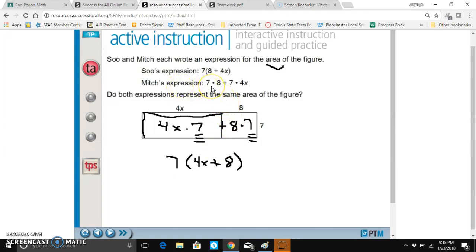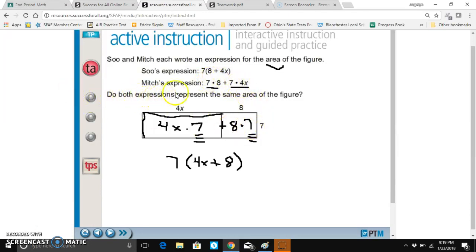And then for Mitch, if you noticed, it looks just like ours, except that some things are switched around. 7 times 8, we have 8 times 7 instead. And then he has 7 times 4x, we have 4x times 7 instead. But if you remember your commutative property of multiplication, you're allowed to switch the two terms around in a multiplication problem on both sides. And then he's actually got the 7 times 8 switched around with the 7 times 4x, which is the same thing as what we have, because the commutative property of addition says you're allowed to switch around these two terms and it's still equal the same thing.